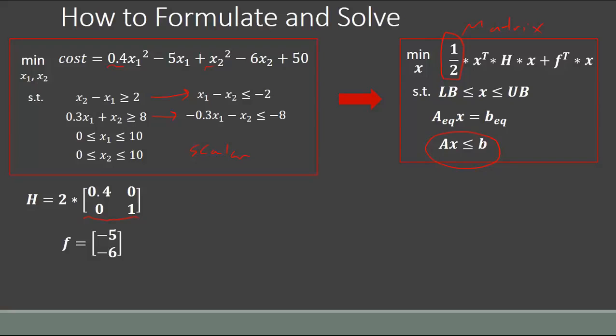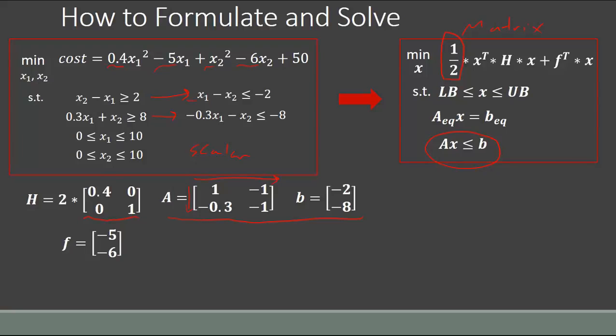This is what our F vector looks like. So we're just taking the -5 and the -6 here and plugging those into a vector. So now we need to do the same with our inequality constraints. We have two inequality constraints, which gives us 2 rows here, and then we have 2 inputs, so that gives us the 2 columns here. And we're just taking the coefficients from these inequality constraints and plugging them into this matrix.